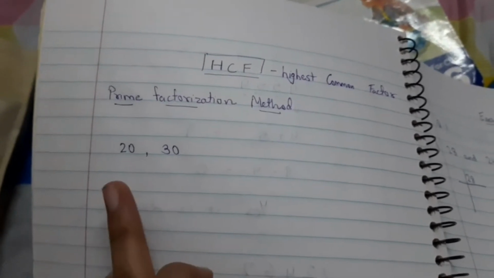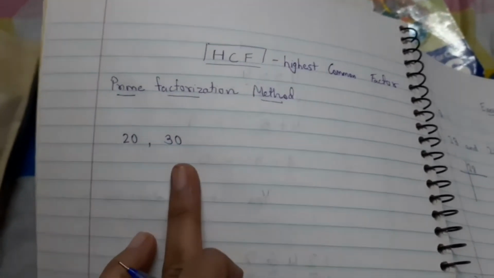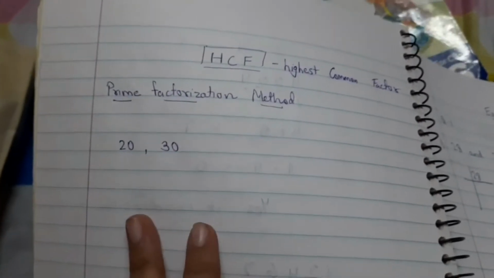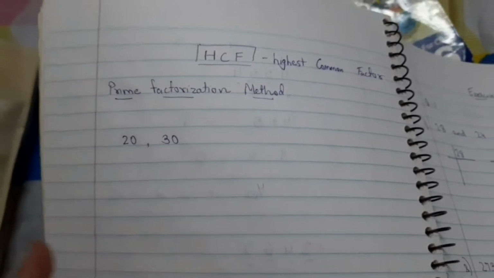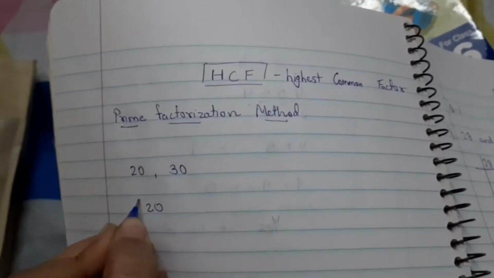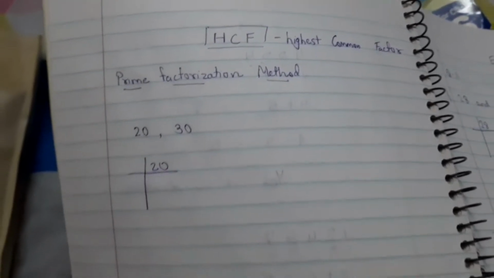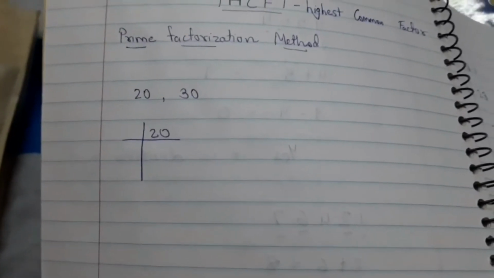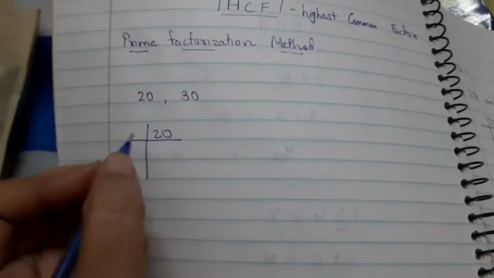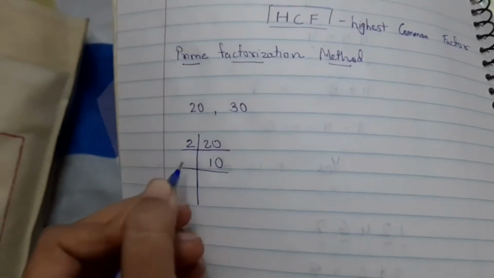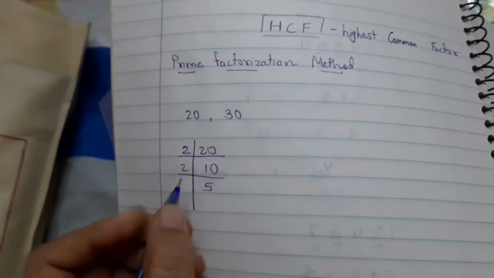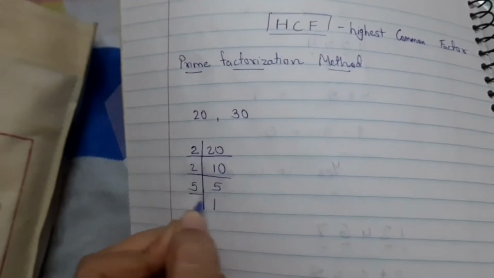We have to find the HCF of 20 and 30. So these two numbers we are having. First we will find the prime factors of these two numbers. Let us find the prime factors of 20 first. For prime factors we know that we start with the smallest prime number. 2 is the smallest prime number. So 2 tens are 20, then 2 fives are 10 and 5 ones are 5.